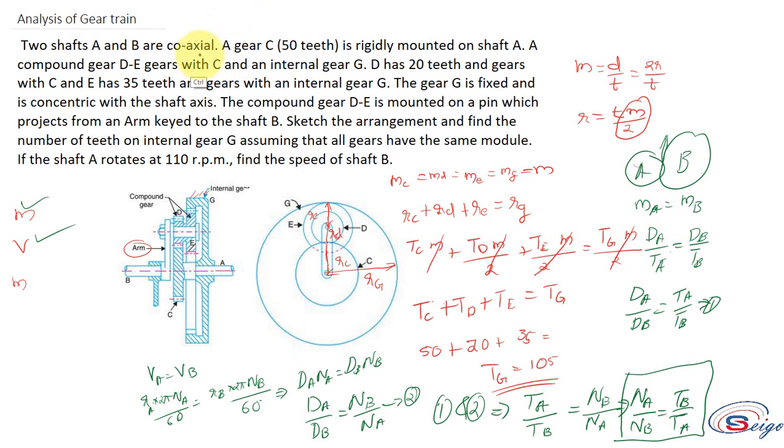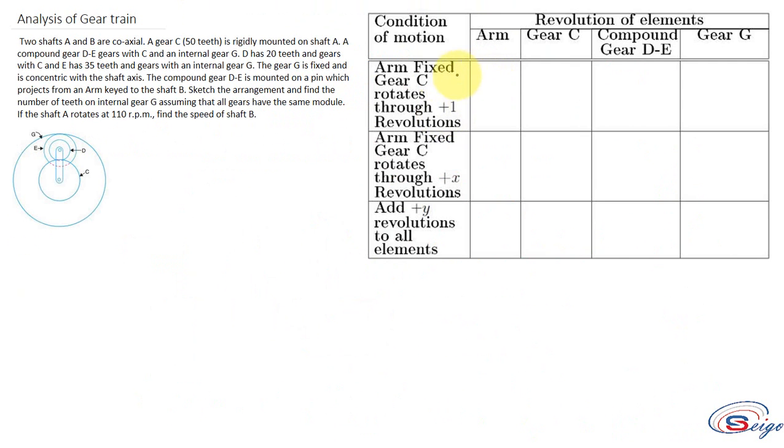Next we are going to develop the equation. For that, you have to draw a table like this, condition of motion. Here we are specifying some conditions. Then the elements. Here we have got one arm, a compound gear, a gear C and gear G. Therefore we have only 4 columns. If we have fewer elements, then the number of columns will be less. If you have more elements, then your columns will be a little bit higher. So here, in order to develop the equations, we have conditions.